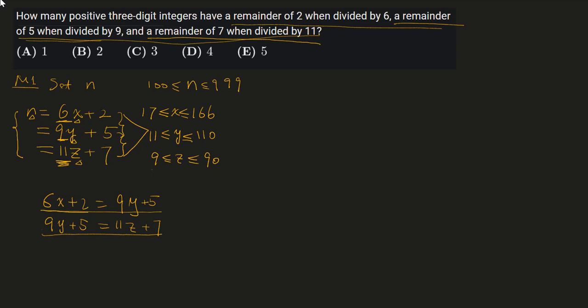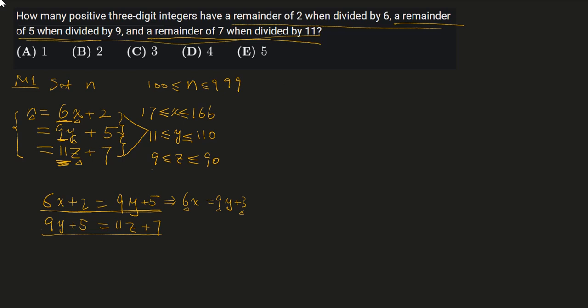Look at this equation. When we move this 2 to the right-hand side, or in other words, if I minus 2 on both sides of this equation, I will get 6x equals 9y plus 3. Do you see anything interesting? I think so, right? Because all the coefficients are multiples of 3. Therefore, you can simplify this equation. How about the second equation?